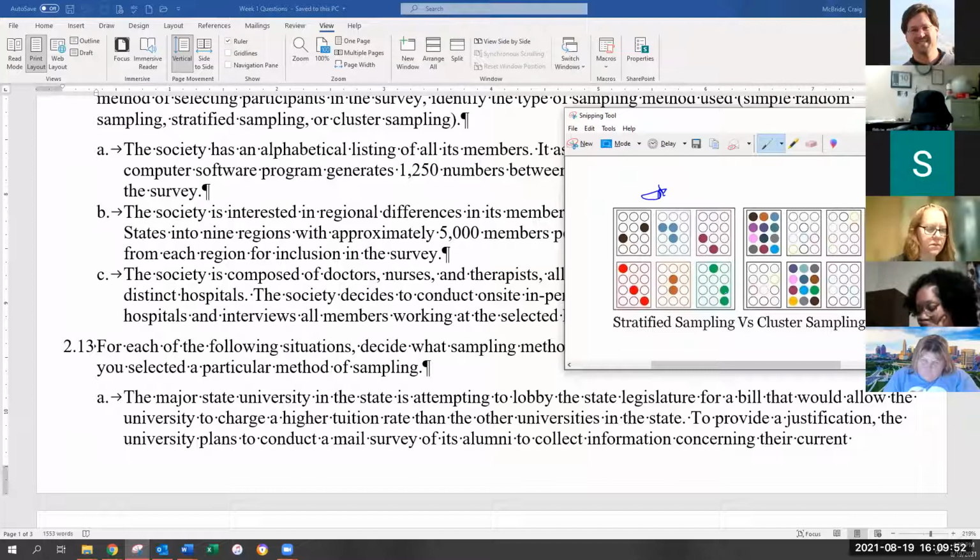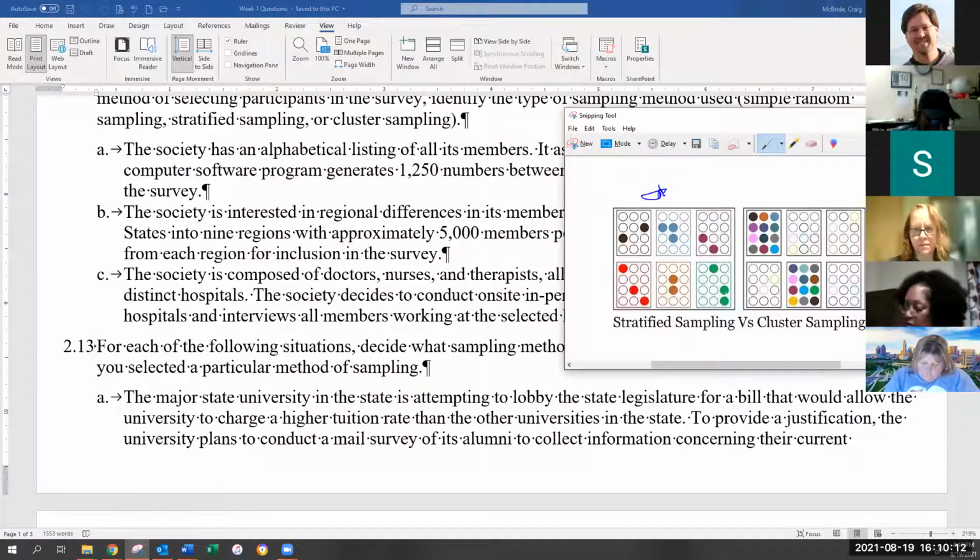If you're taking all of a few of the groups, then that's cluster sampling. If you're taking some from all of the groups, that's stratified sampling. Does that clarify it for you? Okay.